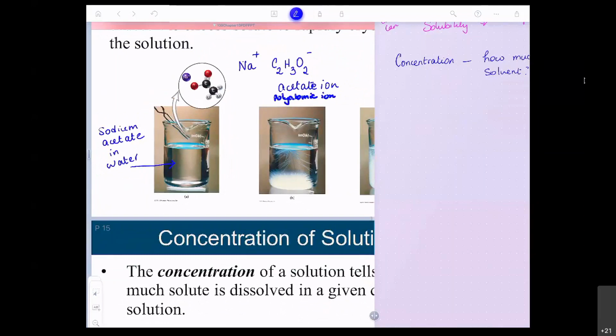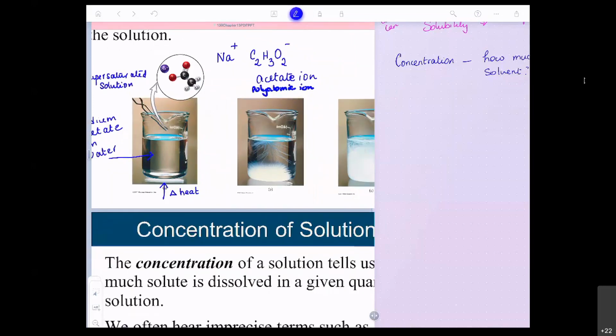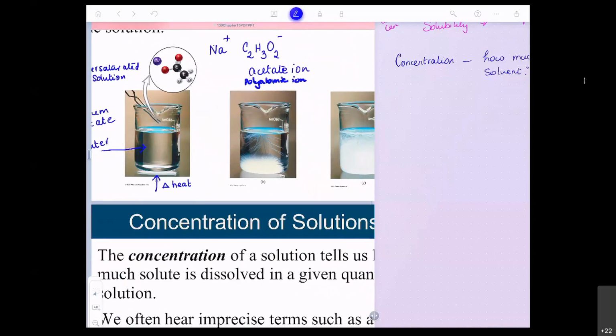And don't miss the fact that you are applying heat. So I'm going to put a little triangle. What that means is heat. And you're somehow forcing more than the maximum amount of sodium acetate. So what we are looking at in the first picture is the supersaturated solution of sodium acetate, which means you go to the maximum amount of sodium acetate and then you go a little bit more after that. And so it must be on a hot plate. It must be kept hot. Now it's very unstable. That's what we're talking about.